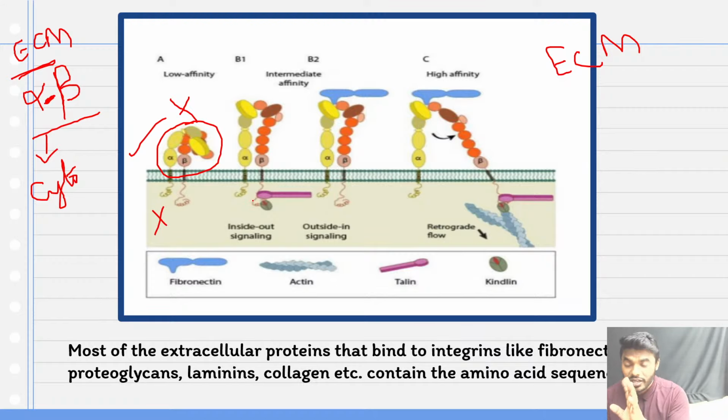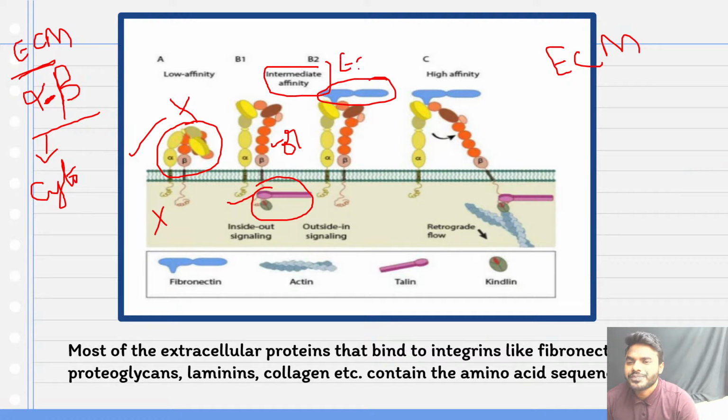Every student listen, don't get confused. Now the affinity between the alpha and beta is intermediate. When the affinity is intermediate, what happens? Look into this diagram. Because of intermediate affinity, it is associated only with the cytoskeleton, or, because of the intermediate affinity, it is associated only with the ECM, but not with both.